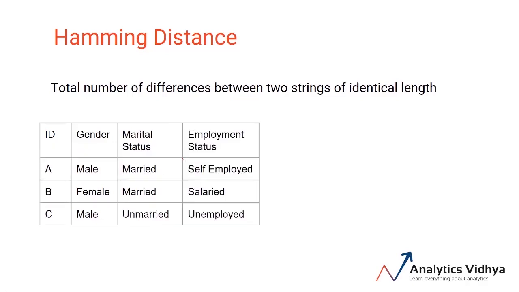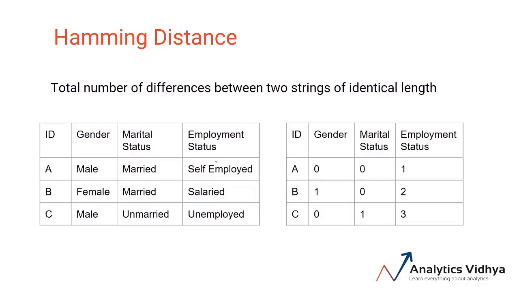So let's see another example. In this case, we have 3 variables: gender, marital status, and employment status. Now again, I'll convert these variables into numbers. So we have 0 and 1 for gender, male and female. Again, we have 0 and 1 for married and unmarried. And we have 1, 2, 3 for employment status. As I mentioned previously, these numbers do not have an order. We only look at if the values have changed or if there is a difference.